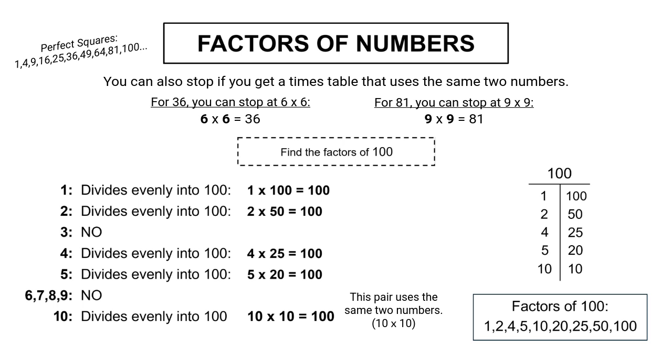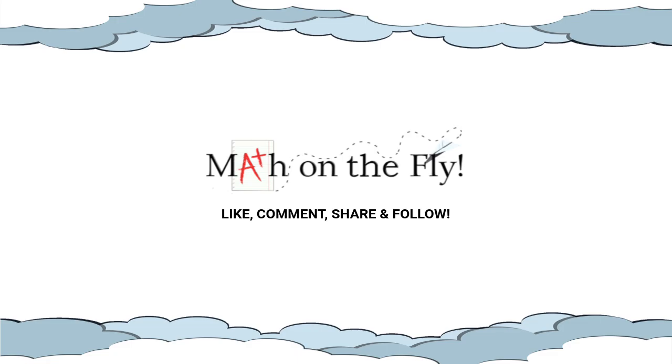So the reason you can stop at a pair that uses the same 2 numbers is because right after it, the repeat times table will show up. So if we had kept going, you would eventually run into 20 times 5, which is the repeat times table of 5 times 20. So in general, whenever you see a pair that uses the same 2 numbers, you can stop because the repeat times table will show up right after it. And that's how you find the factors of any number.